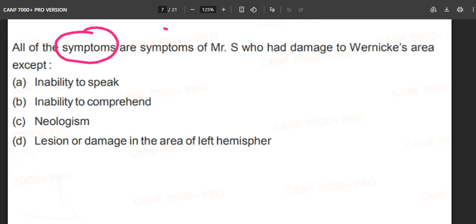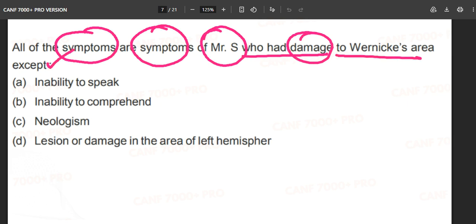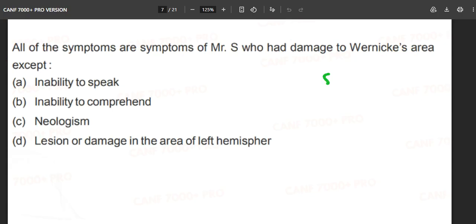All of the symptoms are symptoms of Mr. S, who had damage to Wernicke's area, except, so out of these what is included? Inability to speak, we don't know as of now, but inability to comprehend, yes, this will be the answer. But the question is asking which of the following is not included, or except, and that is why this makes the question a little tricky, and that is why this has been left to subjective perception or apprehension, whatever. Okay, now inability to speak, but before that we will also deal in complete detail with Wernicke's.